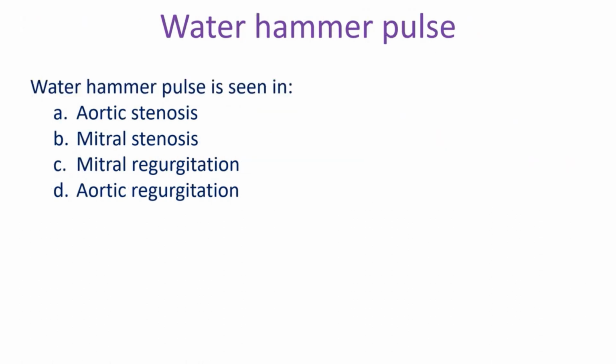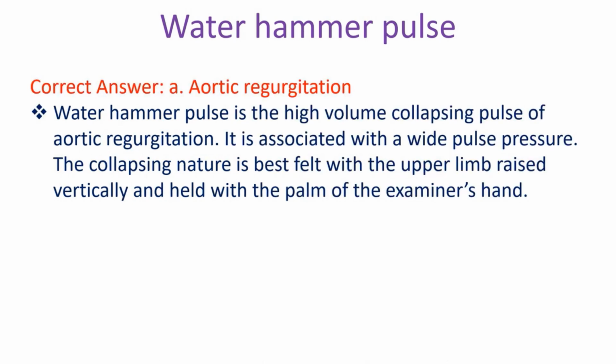Water hammer pulse is seen in A. Aortic stenosis, B. Mitral stenosis, C. Mitral regurgitation, D. Aortic regurgitation. Correct answer A. Aortic regurgitation. Water hammer pulse is the high volume collapsing pulse of aortic regurgitation. It is associated with a wide pulse pressure.